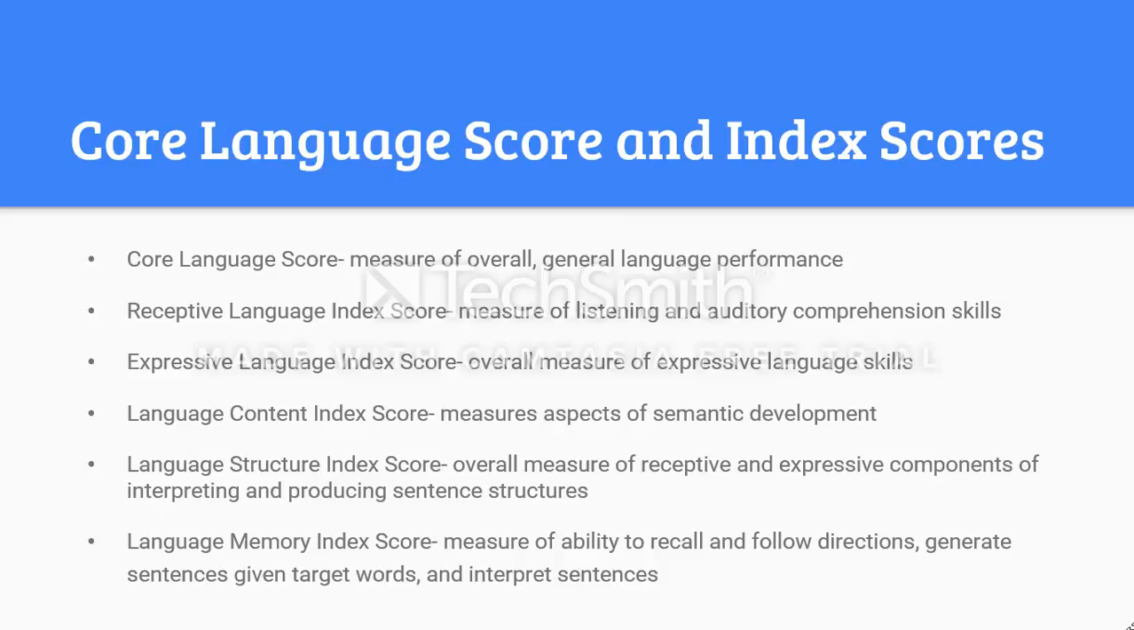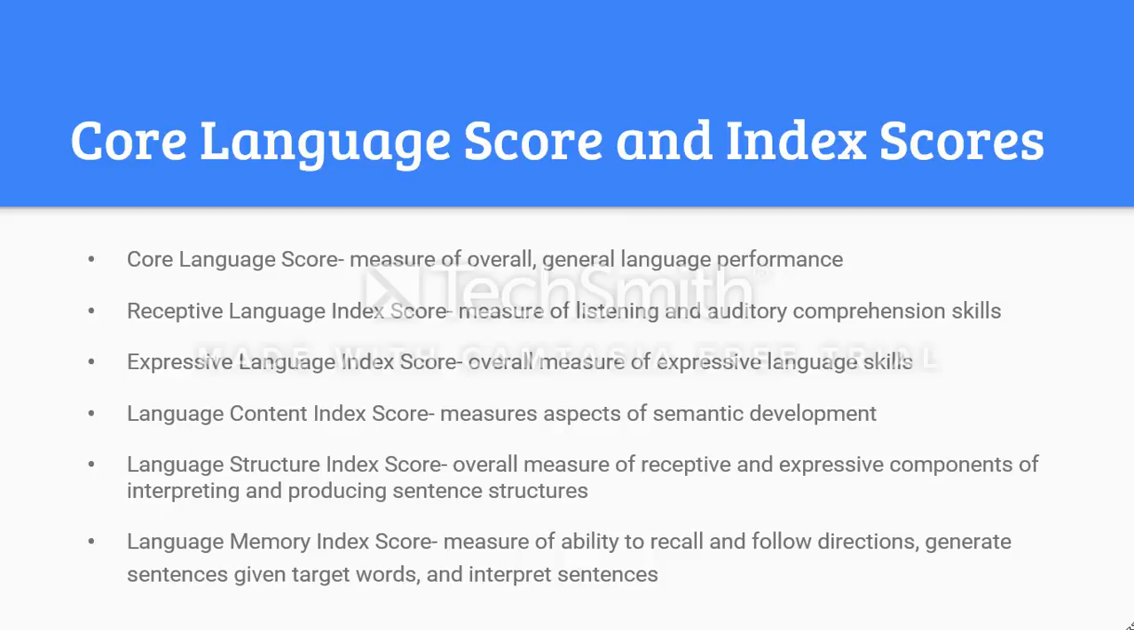The subtests can be combined to make the core language score or index scores. The record forms indicate which tests are used to get each score, and they differ based upon the age of the child. The core language score is a measure of the child's overall general language performance. A receptive language index can be gathered, and that is a measure of the listening and auditory comprehension skills of the child. An expressive language index score is an overall measure of the expressive language skills that the child demonstrates.